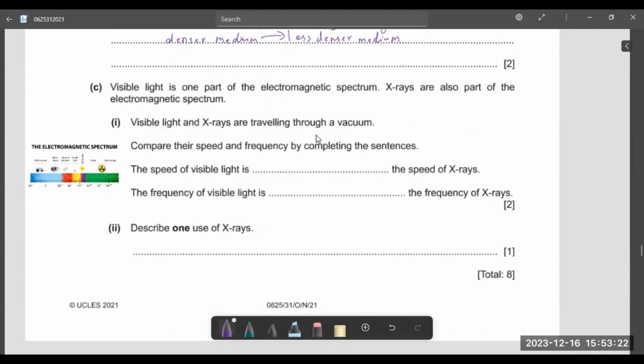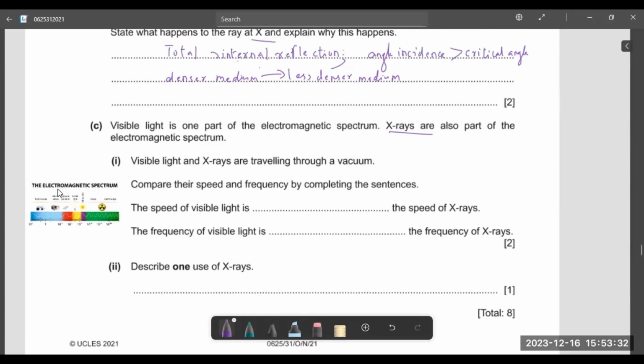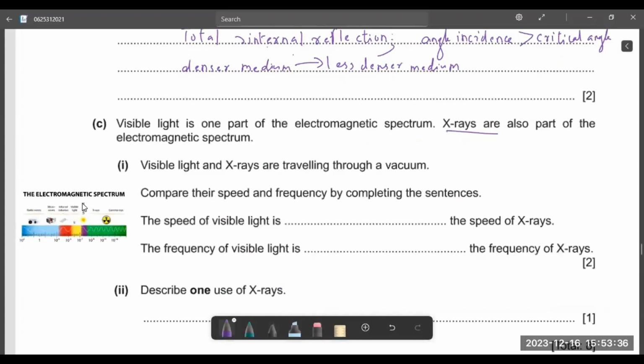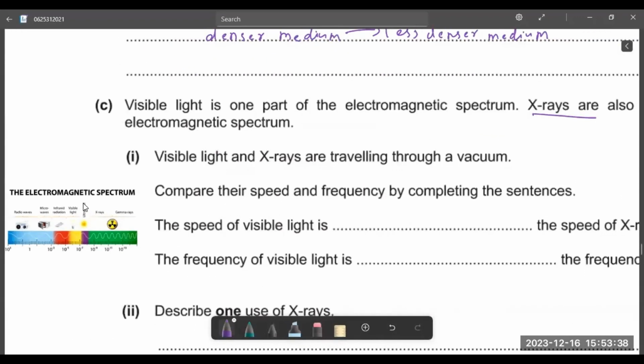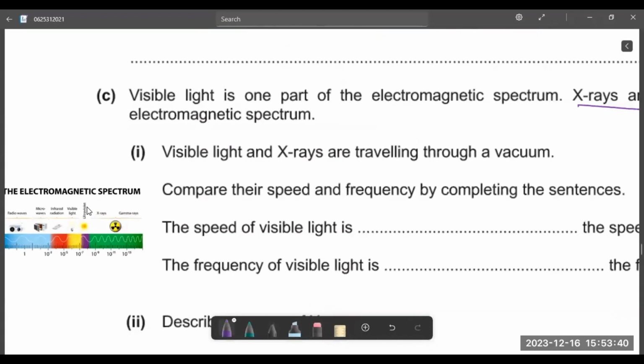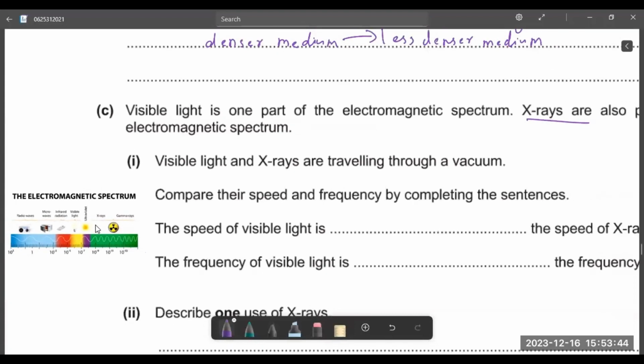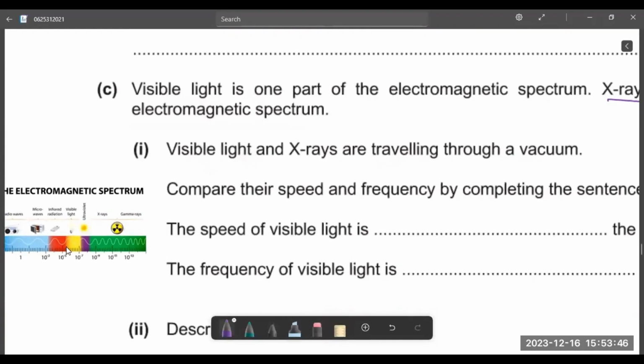Next, visible light is one part of the electromagnetic spectrum. X-rays are also part of the electromagnetic spectrum. So, visible light and X-rays are traveling through vacuum. Compare the speed and frequency by completing the sentence. Here we can see the electromagnetic spectrum. Here we can see the visible light. This is X-ray.